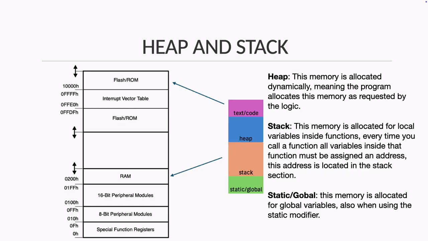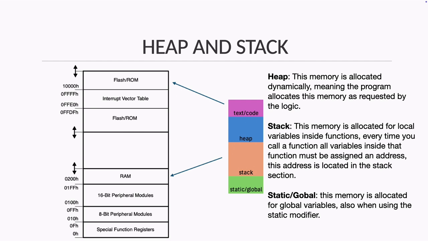To understand a little bit more, we look at the RAM section of the microcontroller. This section is managed by the linker. It is broken down into the following sections. Heap. This memory is allocated dynamically, meaning the program allocates this memory as requested by the program.